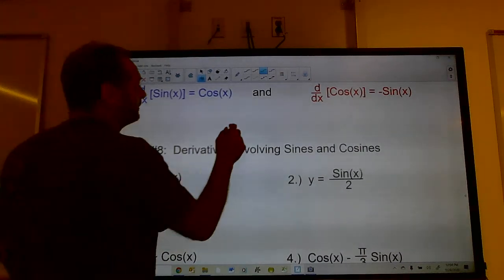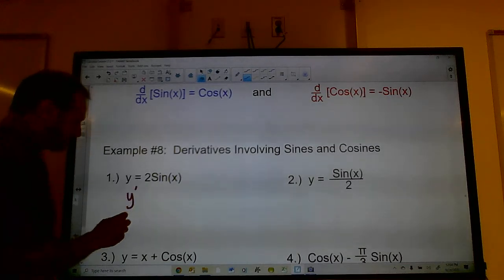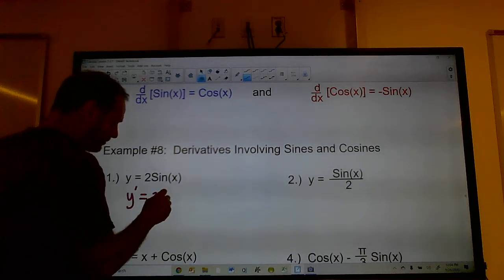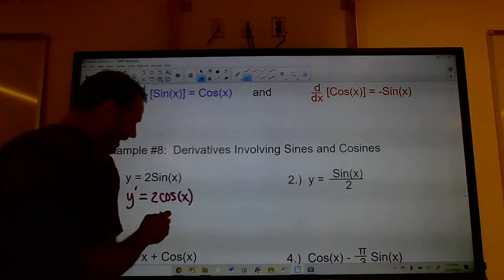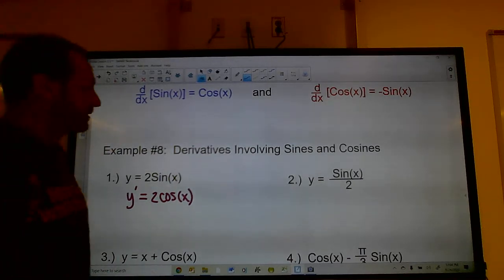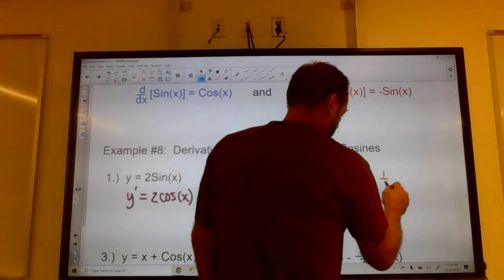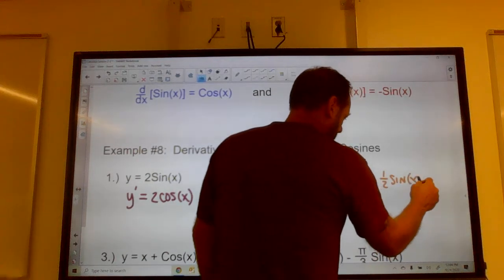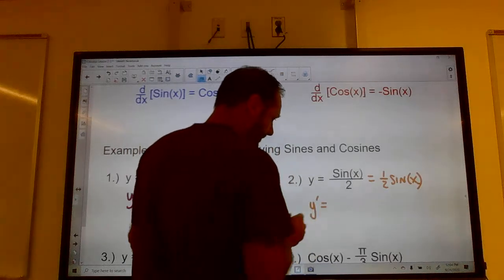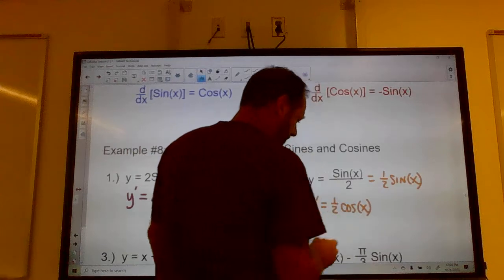So y is 2 sine x. The derivative of sine is cosine, so this would just be 2 cosine x. Done. Personally, I would rewrite this as 1/2 sine x, and then I would take the derivative. So that's just going to be 1/2 cosine x.